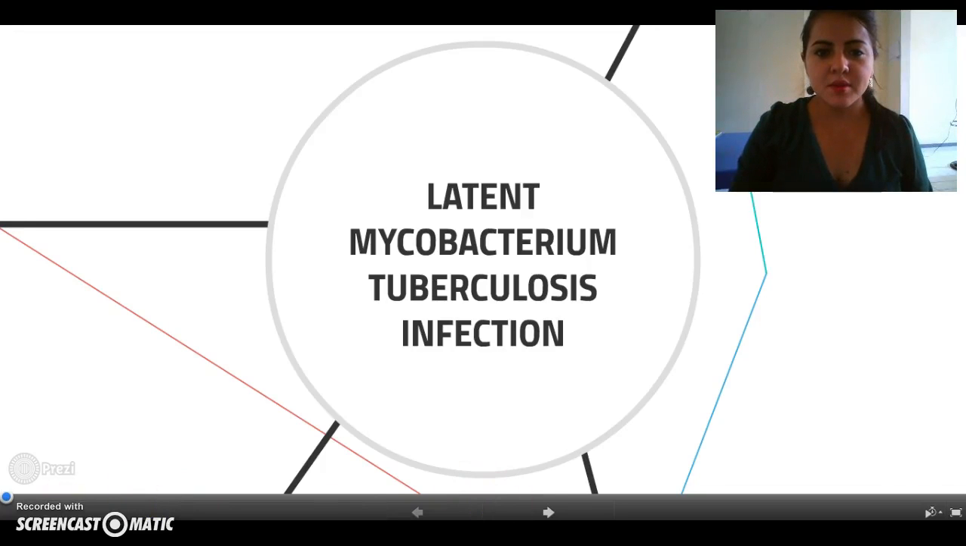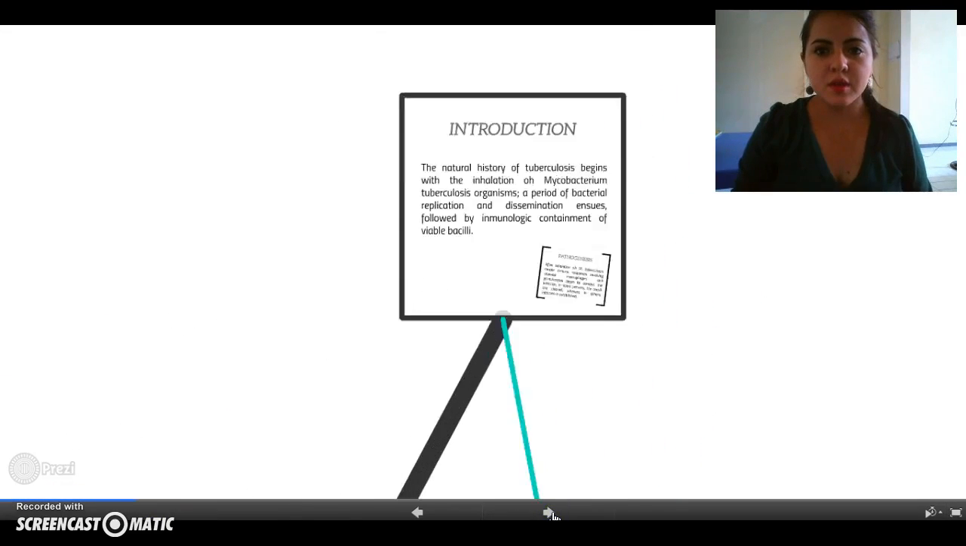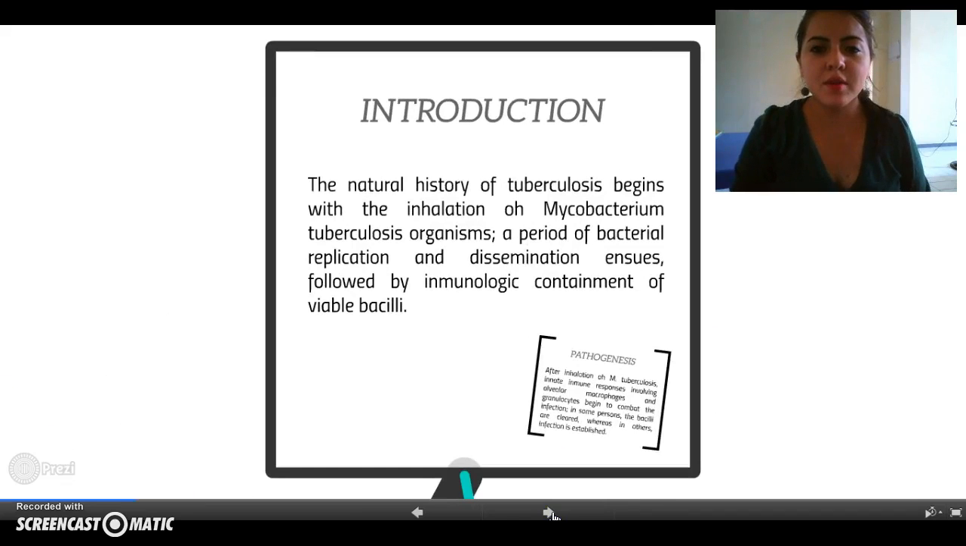Latent Mycobacterium tuberculosis infection. Introduction. The natural story of tuberculosis begins with the inhalation of Mycobacterium tuberculosis organisms, followed by bacterial replication and dissemination, and the immunologic containment of viable bacilli.